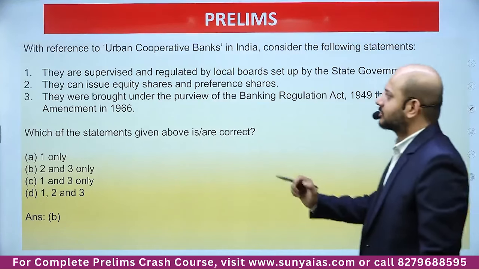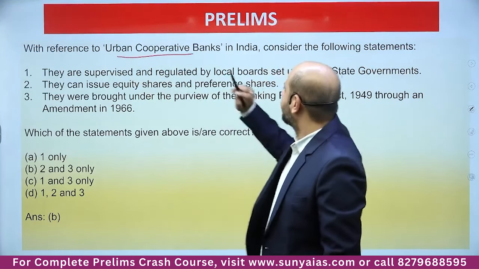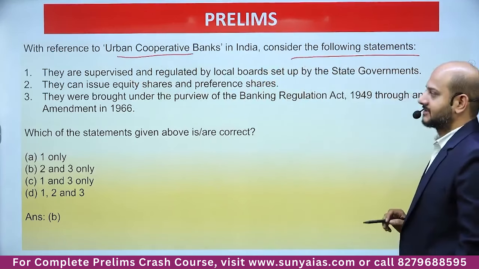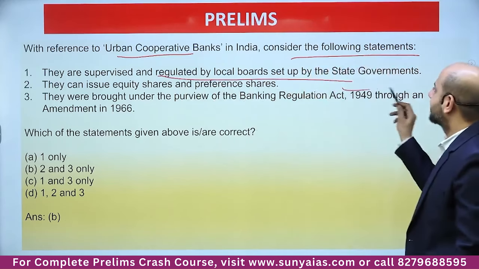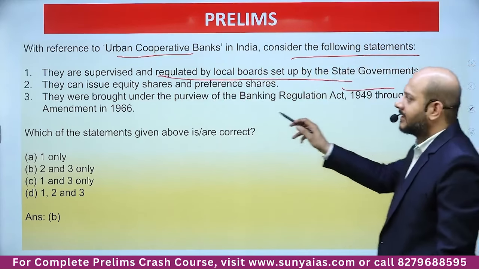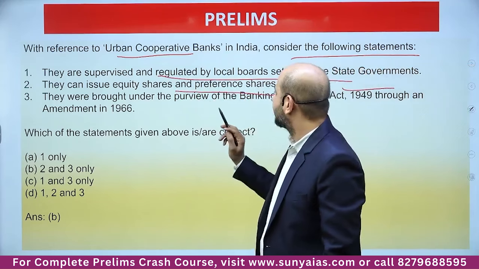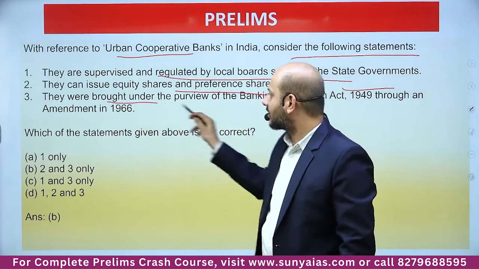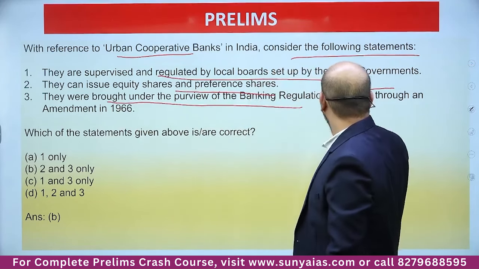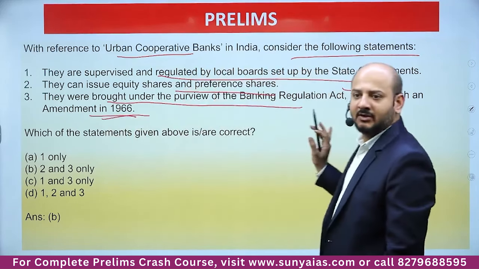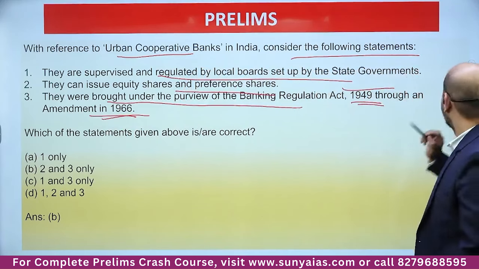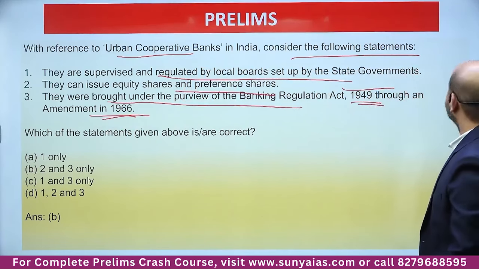So let's look at this question. With reference to urban cooperative banks in India, consider the following statements. Okay, they are supervised and regulated by local boards set up by the state governments. Okay, they can issue equity shares and preference shares. They were brought under the purview of banking regulation 1949 through an amendment in 1966. Okay, so these kind of questions you should prepare well. Some changes have been done right now.